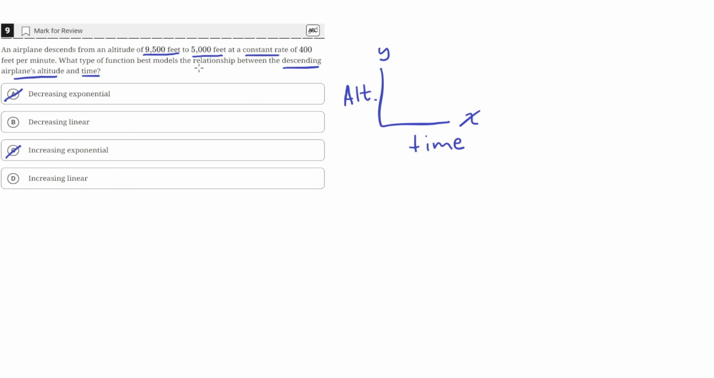Now the question said that the function is descending because the altitude is descending with respect to time, which means that the altitude is going down. So here it's going from 9,500 feet to 5,000 feet, which means the function will have a negative slope, which means it's a linear function that will be going down. So the altitude will be decreasing. So it can't be a linear increasing function because we need the altitude to be going down. So the function that best models this would be a decreasing linear function. That would look something like this.